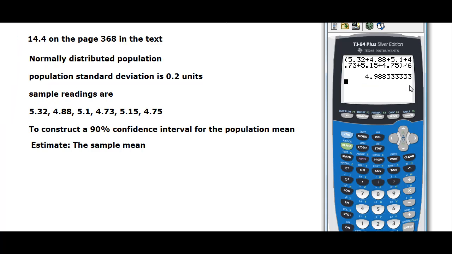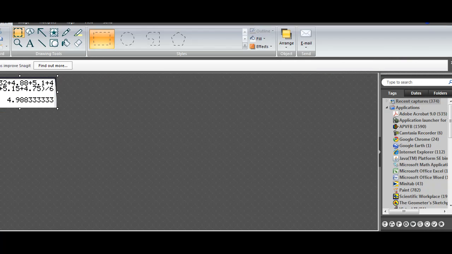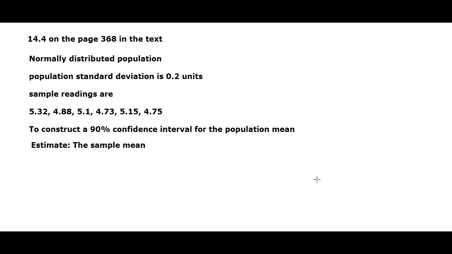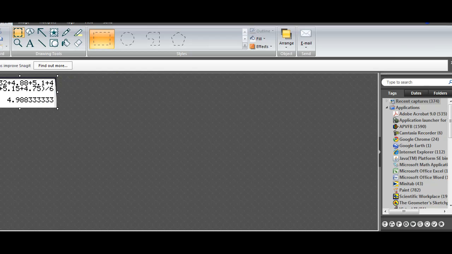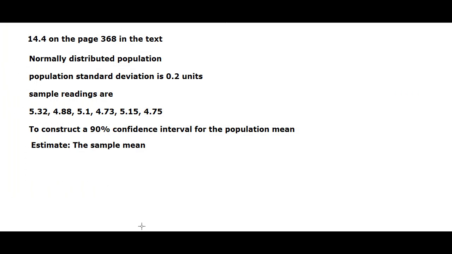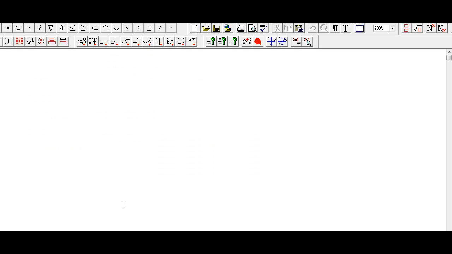All right, so here the sample mean is what? Okay, here you go. Good, great. So this is the sample mean. Now we need what? We need the margin of error, right? Everybody clear? Okay. All right.